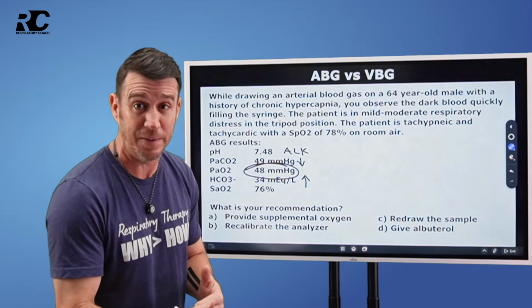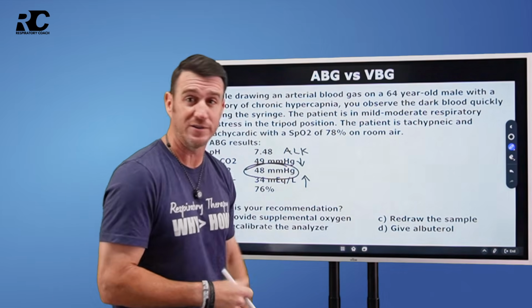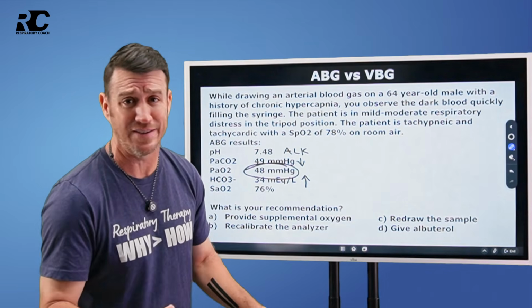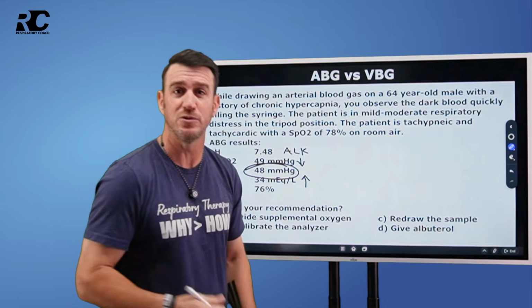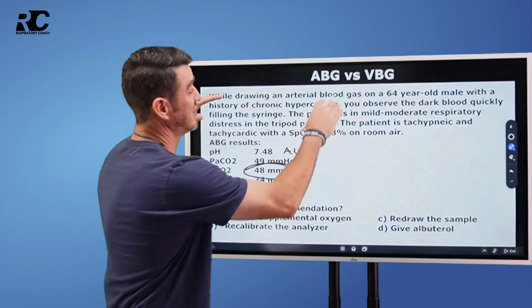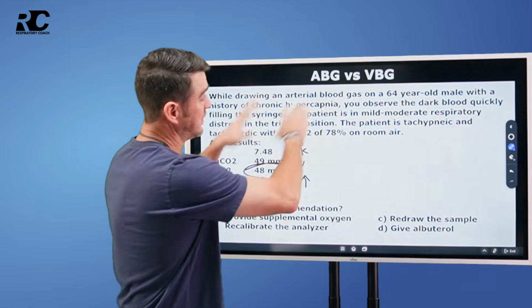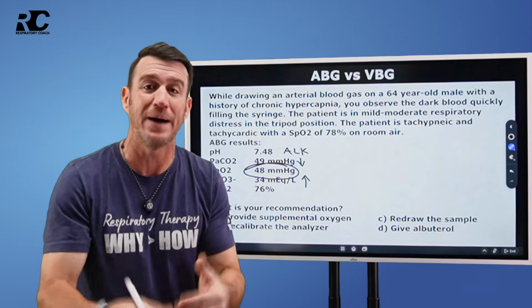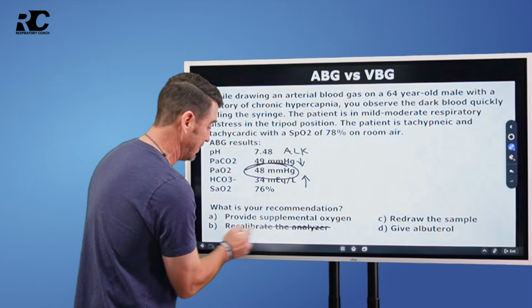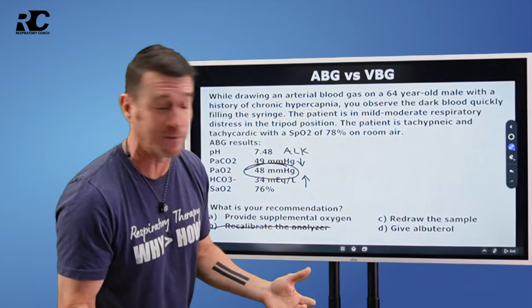So what would we do for this patient? Would you give albuterol? Did that say anything about wheezing or bronchospasm or bronchoconstriction? It did not. Give albuterol? No. You want to redraw the sample because you think it's venous? No, because it filled quickly and the dark blood matches the presentation of the patient who is hypoxemic. And so this is all making sense. The blood gas makes sense, so it's not an analyzer problem.